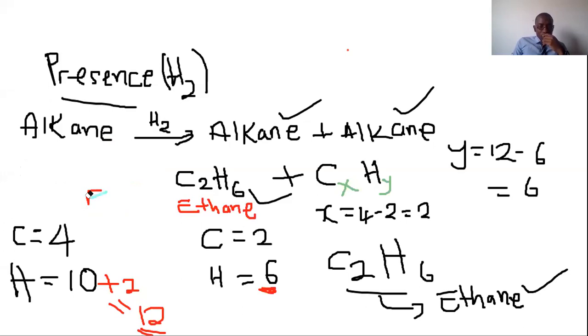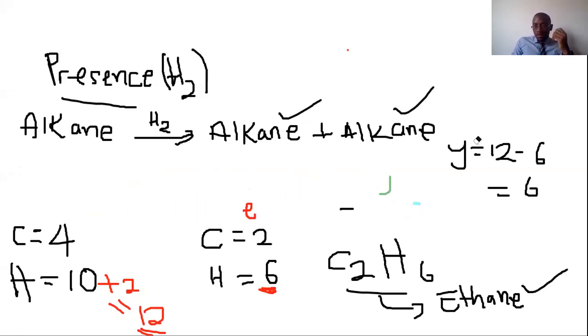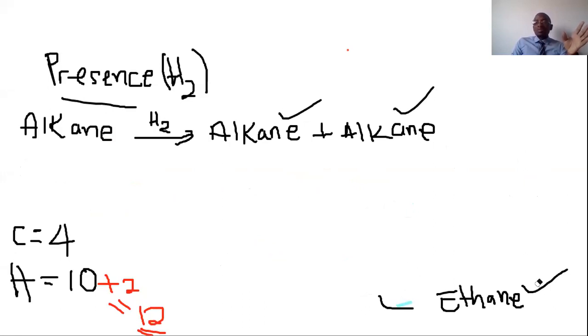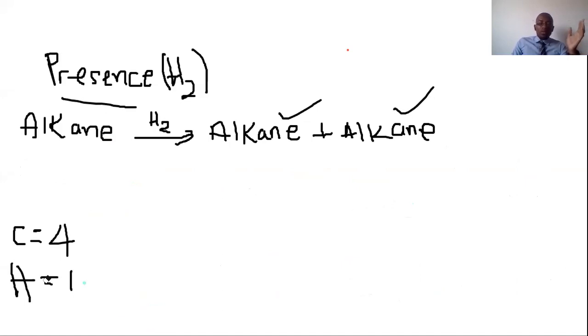Let's look at another example. First, the same principle applies. The hydrogen which is on the arrow sometimes can be represented on the reactant side. So in cracking in the presence of hydrogen, the hydrogen is part of the reactants. That is the key thing we have to remember.